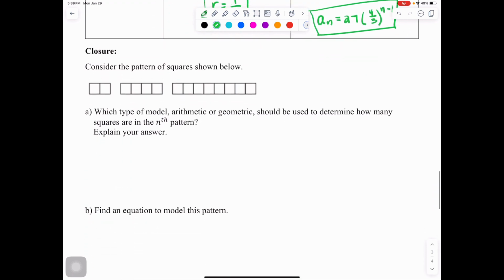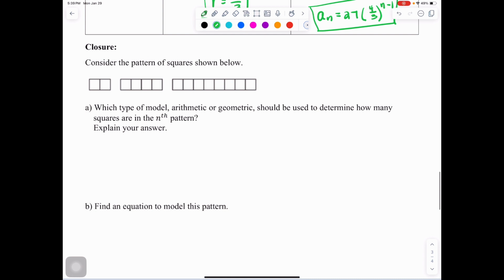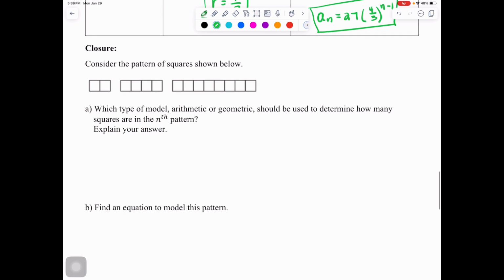So to finish, I would like you to try the closure question. It says, consider the pattern of squares below, which you will see here. And then it says, which type of model, arithmetic or geometric, should be used to determine how many squares are in the nth pattern? Explain your answer. And then B, find an equation to model this pattern. So at this time, please pause the video, try the closure question on your own, and then resume the video to go over your answers.